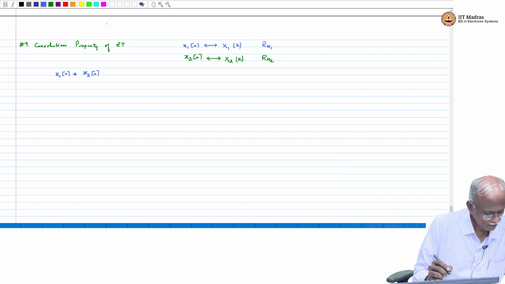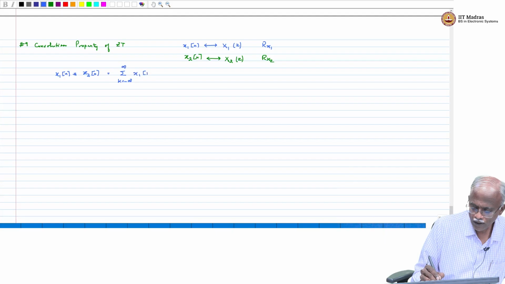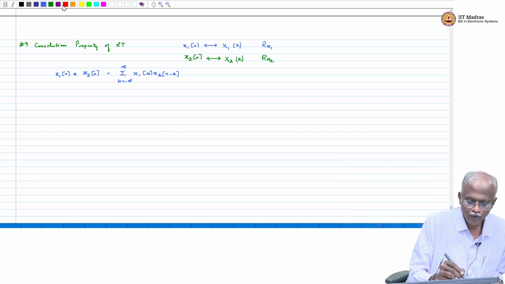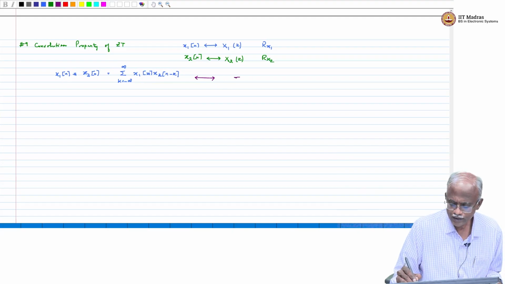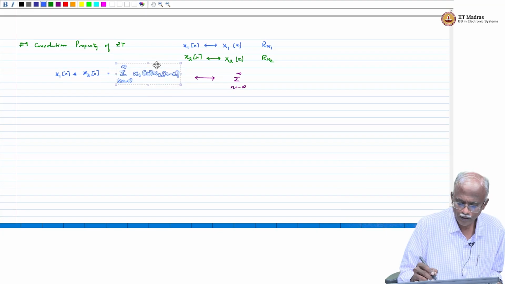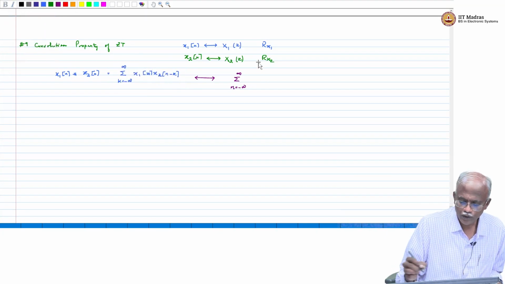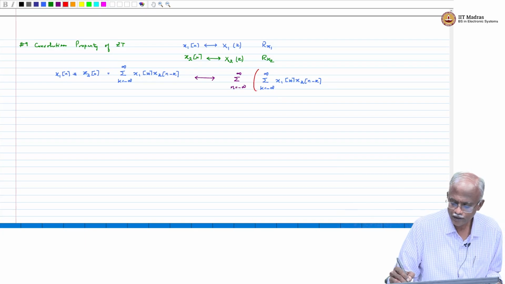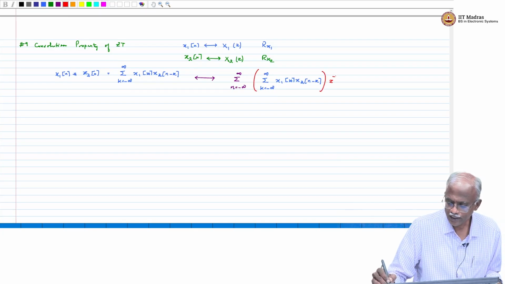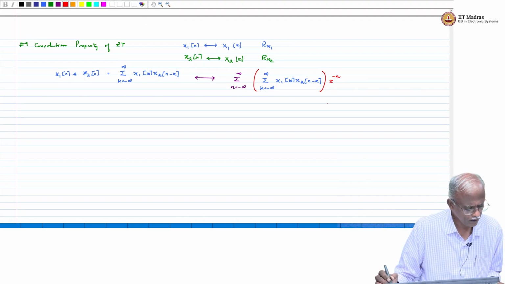All right, you know the expression for this, of course, we have already written this down many times. This will be the summation over k equal to minus infinity to infinity, x1 of k, x2 of n minus k. That is the expression that we have. Now we want to know what is the Z transform of this particular sequence. So we say this is the summation over n equal to minus infinity to infinity. We will copy this sequence, put brackets around it, and multiply by Z power minus n. This is what we are trying to compute.